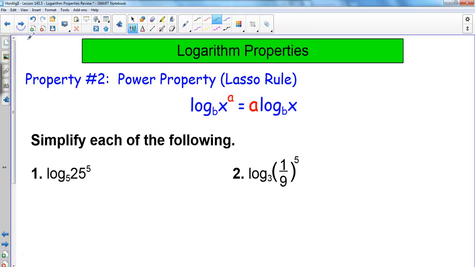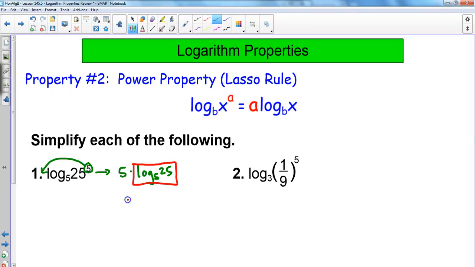Let me show you a couple quick examples here. We want to simplify each of the following using that power property. So right here, we've got an exponent on the argument. We can take that exponent and move it in front, and I can rewrite this as 5 times log base 5 of 25. So hopefully we can see now we started with a difficult logarithm that we're trying to simplify. Using that power property, we can move that exponent in front, and now we have to evaluate log base 5 of 25, a much easier log to evaluate.